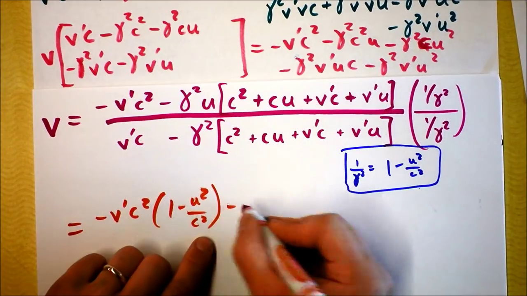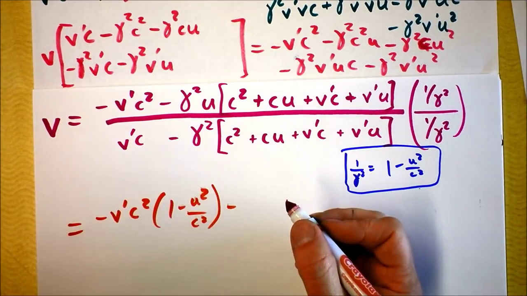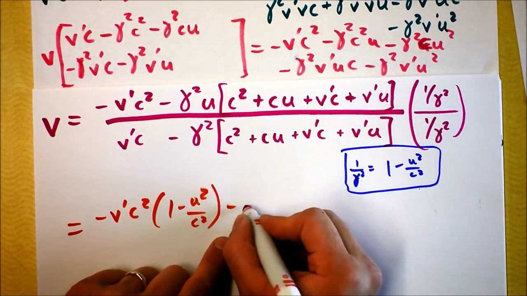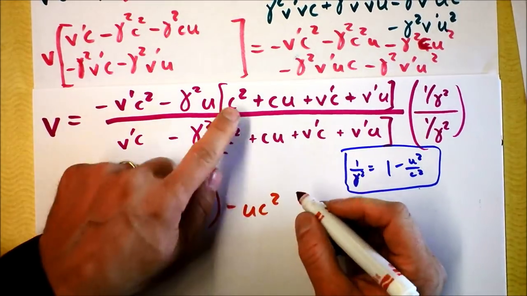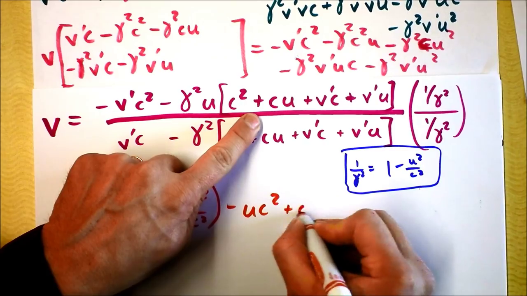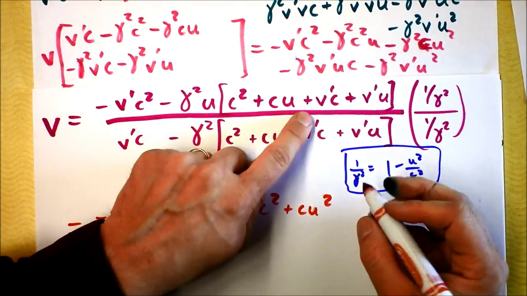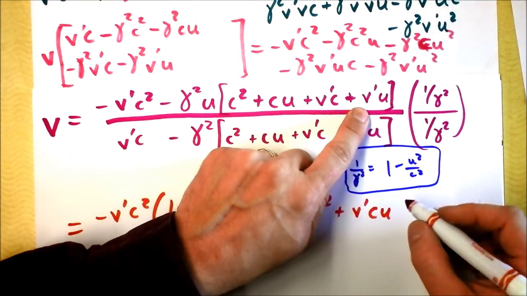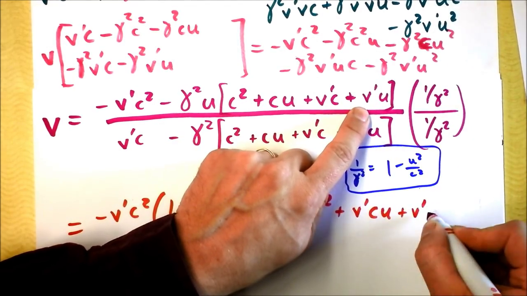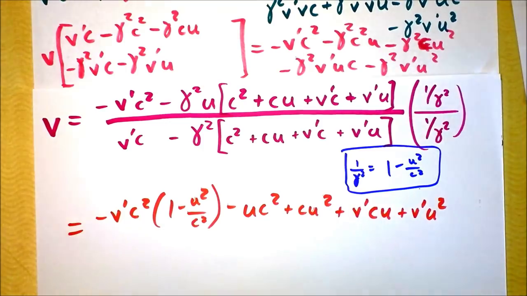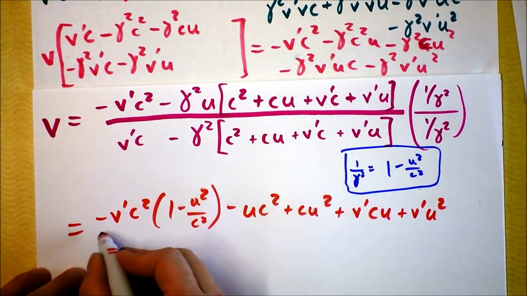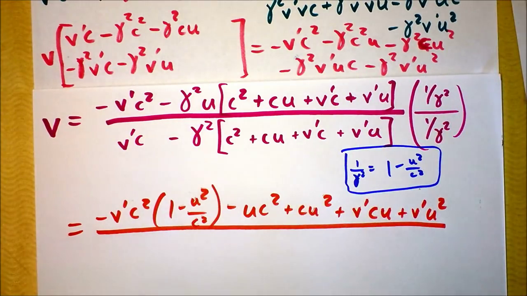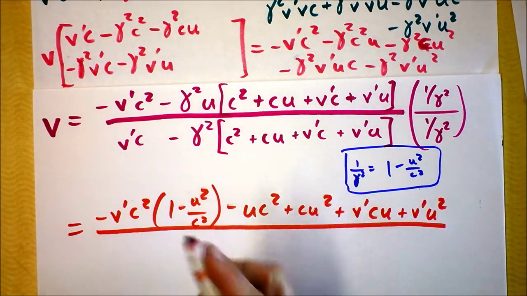Close parentheses, and then I get all of this other stuff, but wonderfully, there's just a U multiplied by the stuff that's in there. So I get U C squared, plus C U squared, plus V prime C U, plus V prime U U. Then divide by, that's this whole stuff, right? Because I distributed that again. Well, whatever. You don't always make steps in the right direction, I guess.